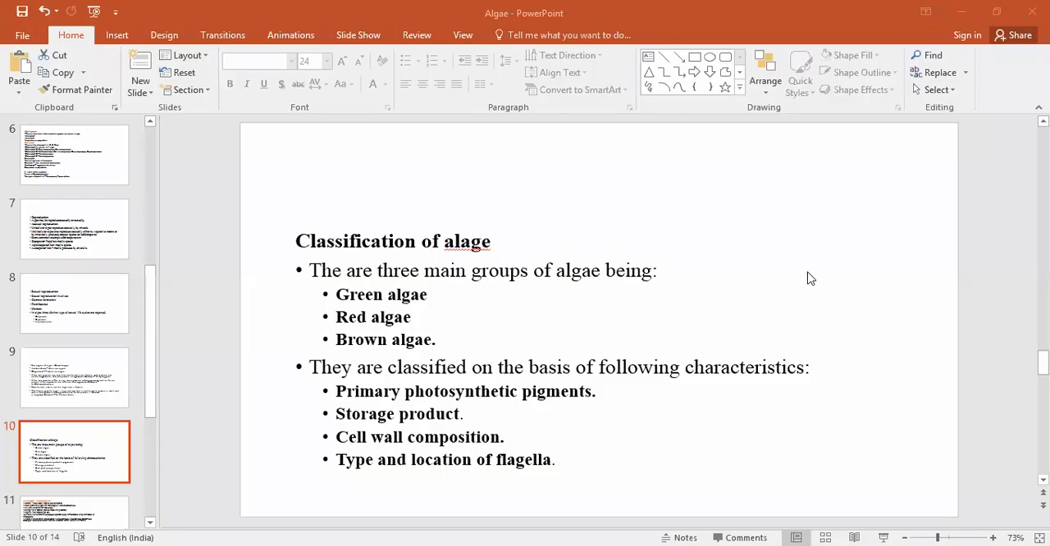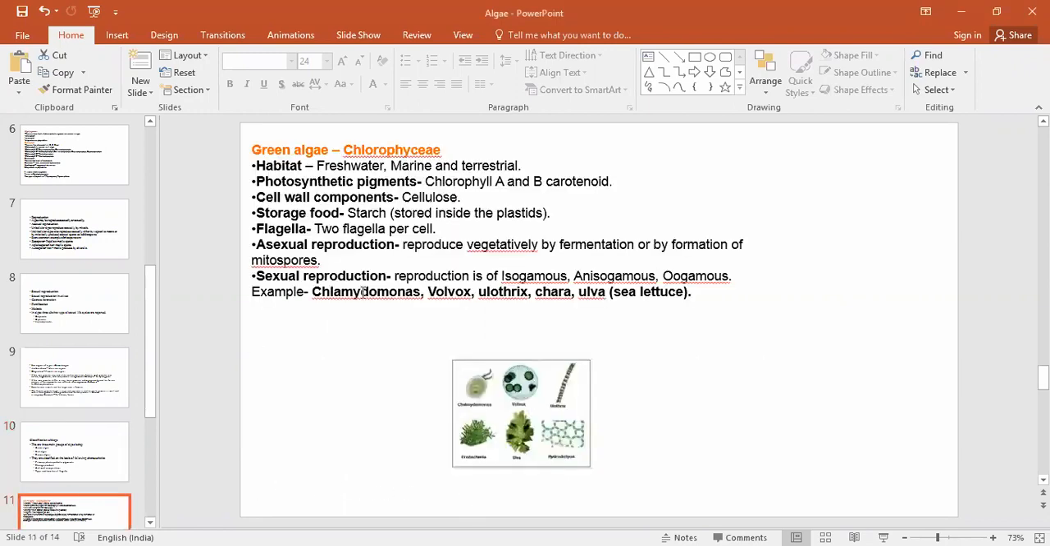Of the algae. So our next topic is the classification of algae. There are mainly three groups of algae present. First one is the green algae, second one is the red algae, and last one is the brown algae. They are classified based on their primary photosynthetic pigment, their storage product, their cell wall composition, and next is the type and location of the flagella.